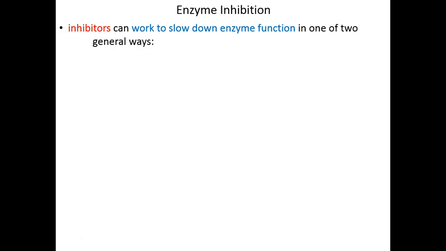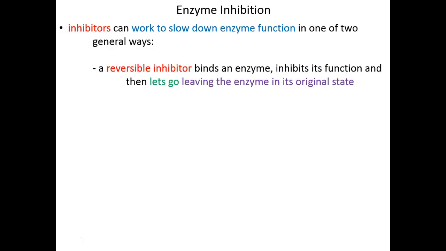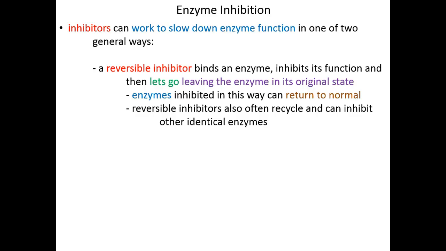So in general, inhibitors can work to slow enzymes down in one of two ways. We have reversible inhibitors that are just that. Reversible inhibitors bind to an enzyme, inhibit its function for some amount of time, and then eventually those inhibitors let go, returning the enzyme to its original state, and the enzyme can then go off and bind to substrate if necessary. Enzymes that are inhibited in this way are unaffected long-term by the inhibition and can return to normal once they're let go by the inhibitor. Reversible inhibitors themselves also recycle because they are unmodified by this reaction as well, and so they can bind to other identical enzymes and repeat their inhibition.